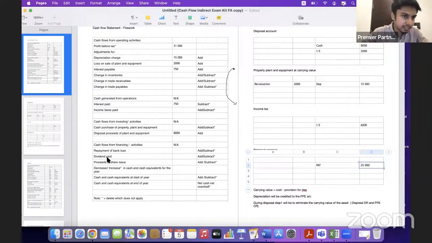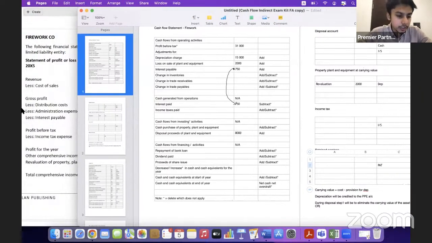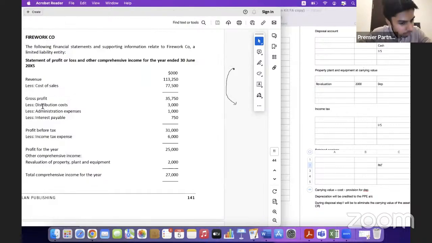If there was no dividends, I don't need this account, no? Then I don't need profit for the year or profit after tax. I only needed it because I needed my dividends. That's all, guys. Okay, right. So then, guys, on the other hand, over here, all these transactions now I have considered.